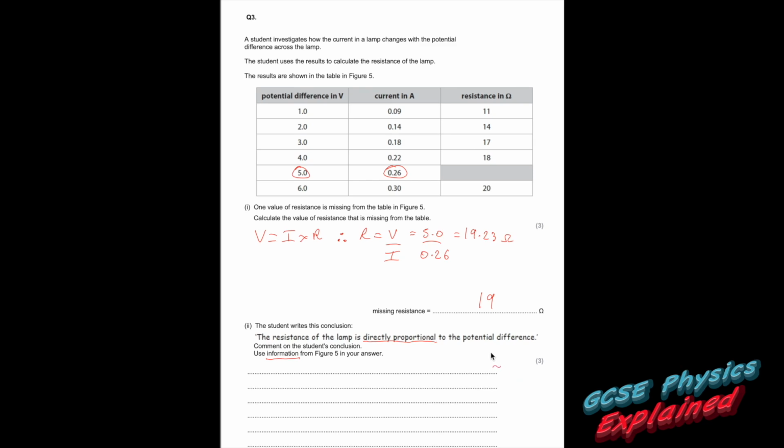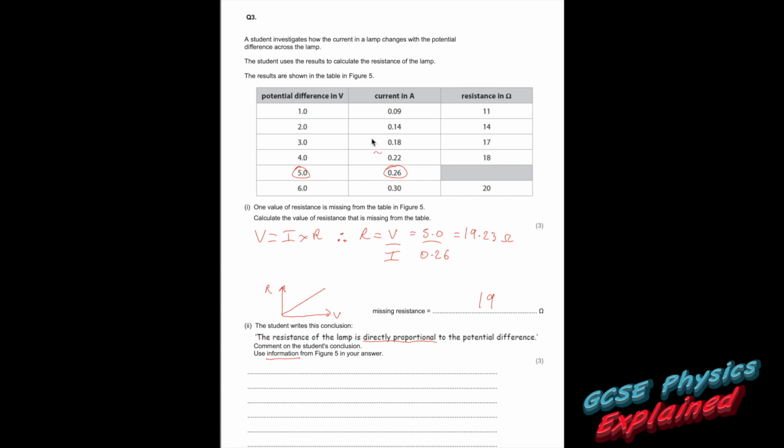Directly proportional basically means as one thing goes up, the other thing goes up as well, by equal amounts. So if one doubles, the other doubles, or if one thing trebles, the other thing trebles. Right, let's have a look then. If we have a look at the voltage of 2 and we double it to 4, does the resistance double from 14? Does it go to 28? No, it doesn't. It's miles away.